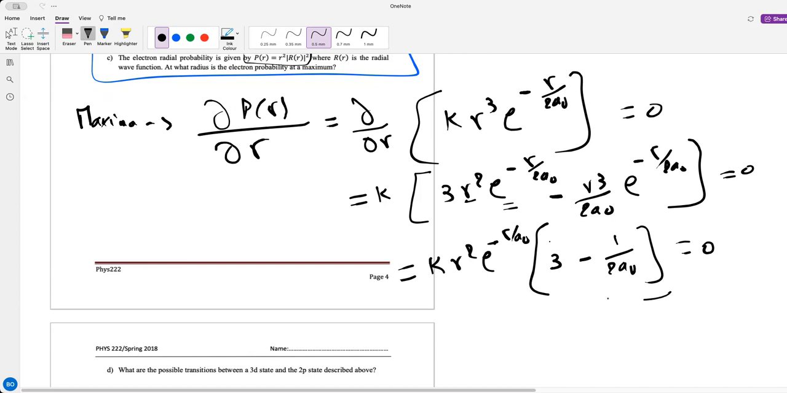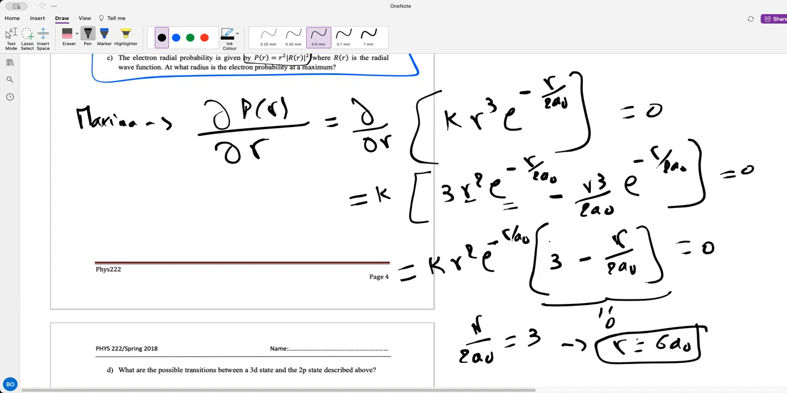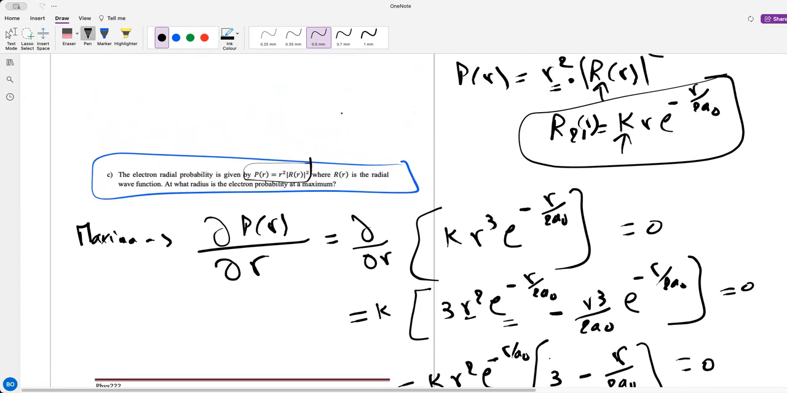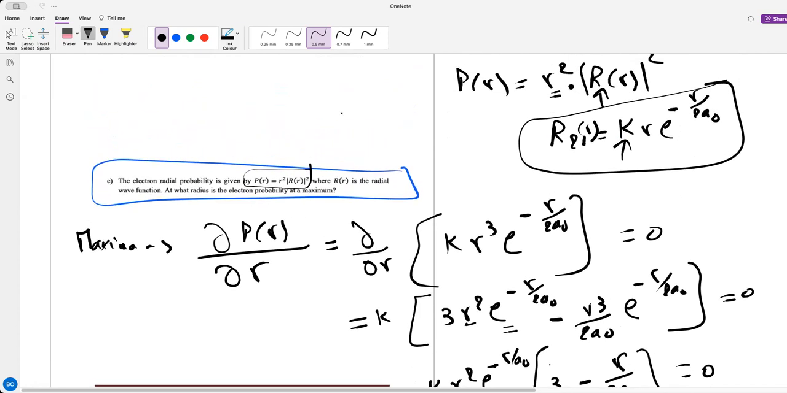So if this is equal to 0, this means that this is equal to 0. This means 1 over 2, by the way, there is an r here. So r over a0 is equal to 3, which means r is equal to 6a0. So the maximum probability is at 6a0. Maybe I made a mistake here, but anyway, this is how you do it. We did it very fast. Let me just see. So r squared, yeah, there is a mistake here.